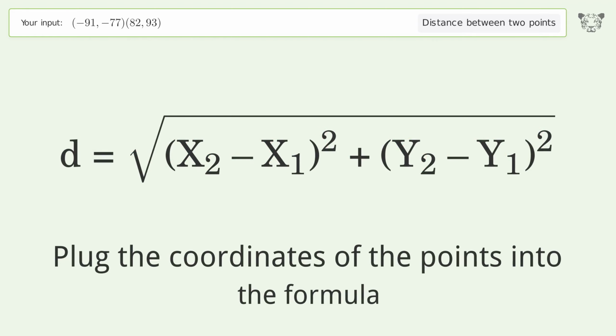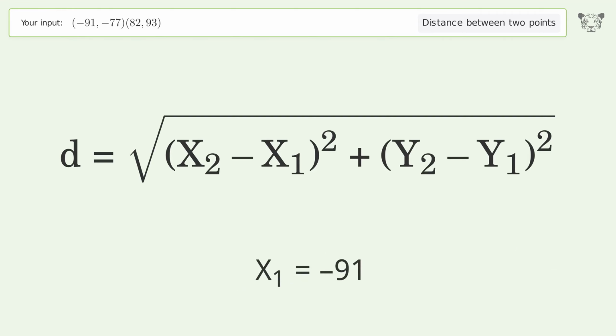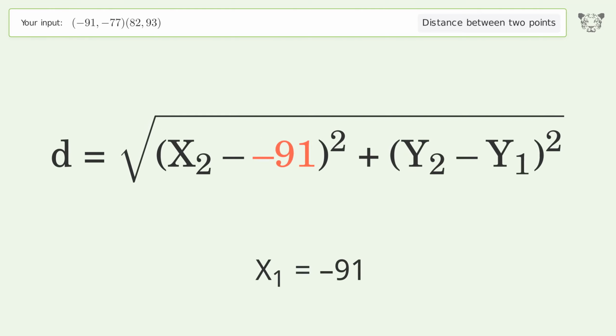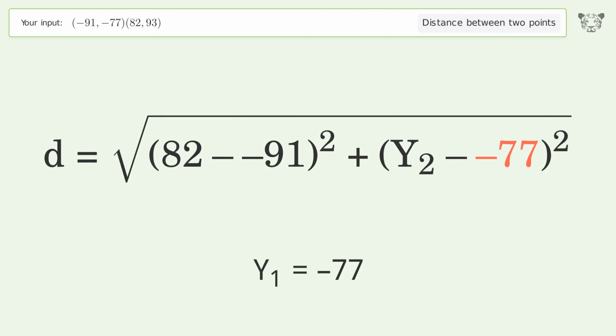Plug the coordinates of the points into the formula. x1 equals -91. x2 equals 82. y1 equals -77. y2 equals 93.